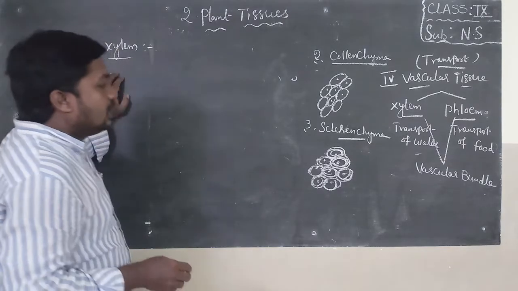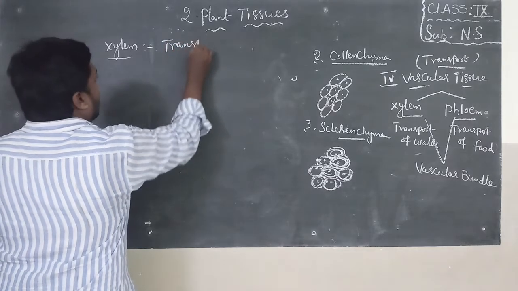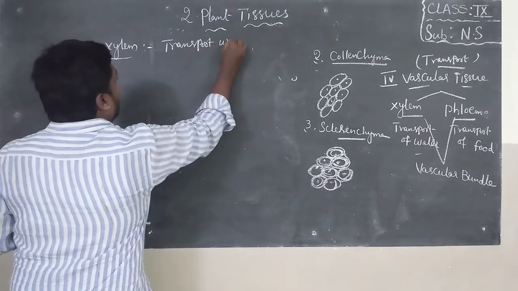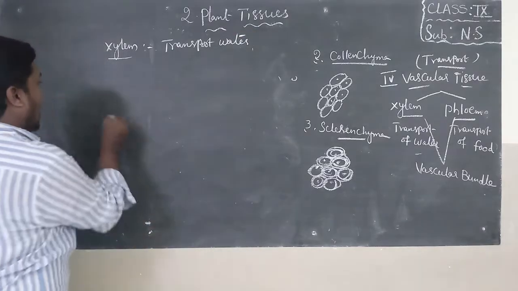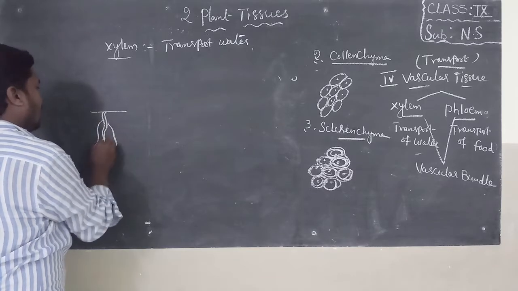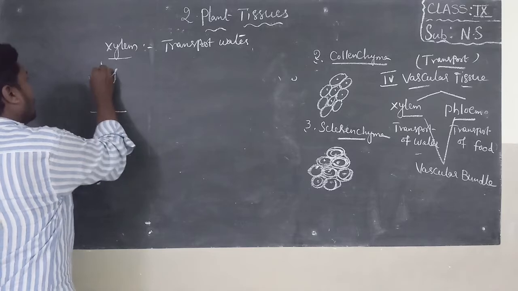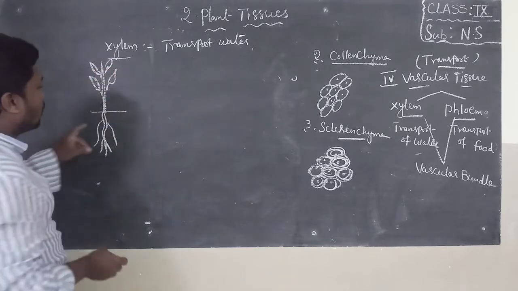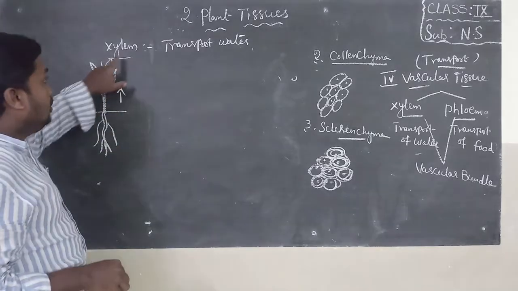Xylem. Xylem tissue helps to transport water from roots to all parts of the plant against gravity. See here, these are roots. So this xylem tissue helps to transport water against gravity.